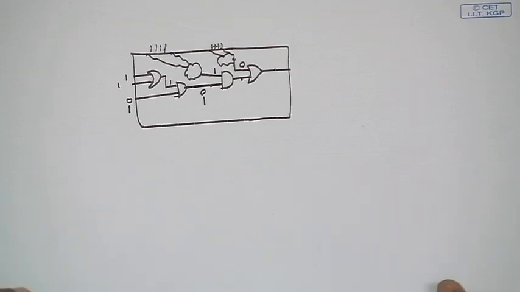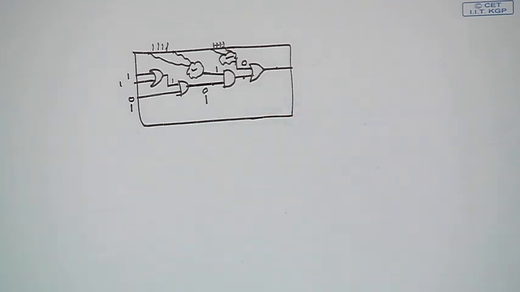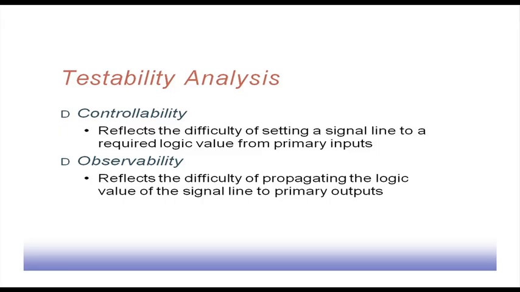That depends on the number of inputs that we have for the circuit, and on the complexity of the individual logic parts that we have, like this part and this part. Based on that, I will be able to decide whether we can get this value communicated to the output or not. That is the observability. It reflects the difficulty of propagating the logic value of the signal line to the primary output. So, these are the two important measures that we have: controllability of a point and observability of a point.